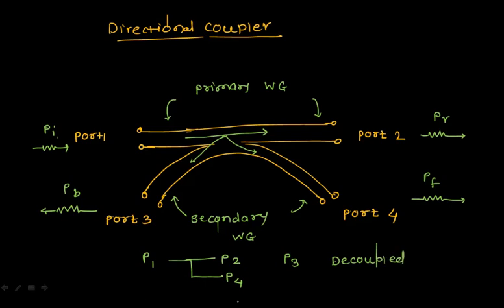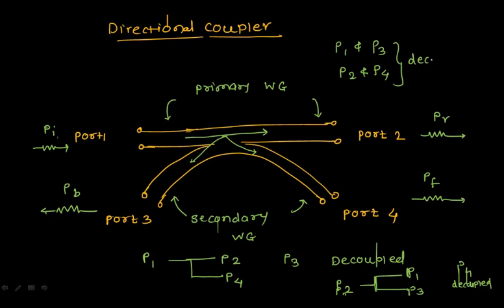What about when you give something to port number 2? When you reverse the direction and give something to port number 2, this power will go to port number 1, and this power will be coupled to port number 3. But your port 4 will be a decoupled port. Now try and understand: when you give input to 1, it goes to 2 and to 4. So port 1 and port 3, and port 2 and port 4, are the decoupled ports. Okay? So this is all about the characteristics of the directional coupler.